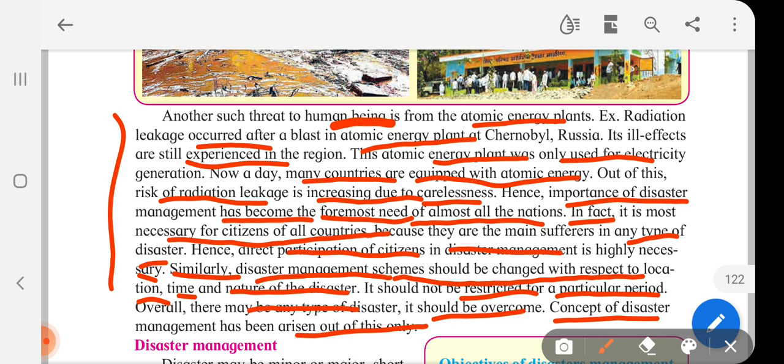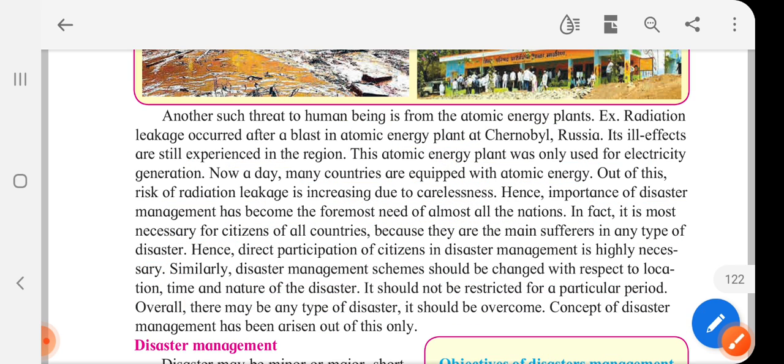So here one needs to understand that there is a threat to human beings after the development of atomic energy plants. There are certain incidents which took place in the world, like the one in Russia and the one in Japan. This led to an increase in the risk of radiation leakage, and it's all due to carelessness. So one has to understand the importance of disaster management, and how one can achieve disaster management.